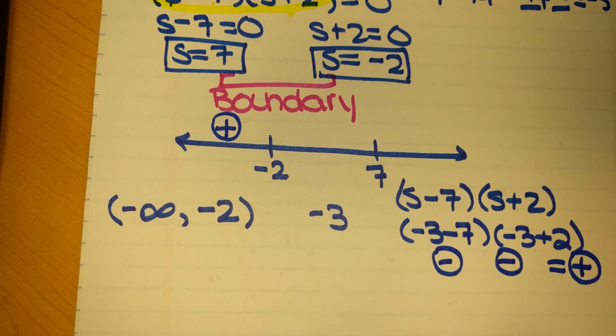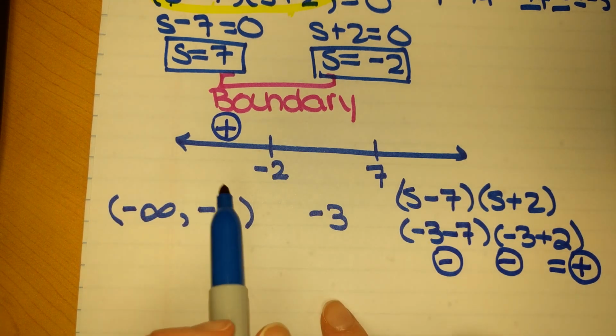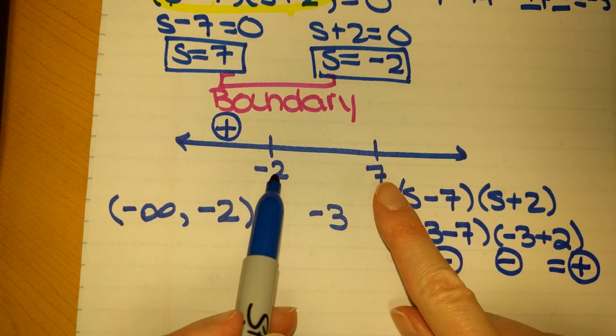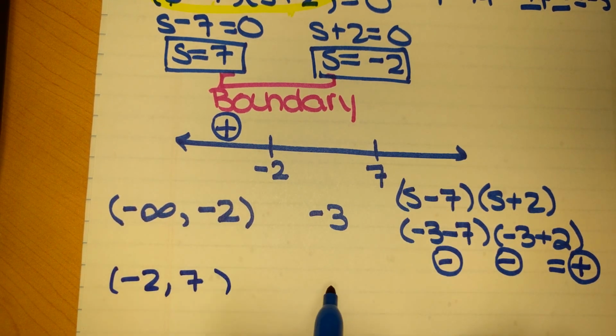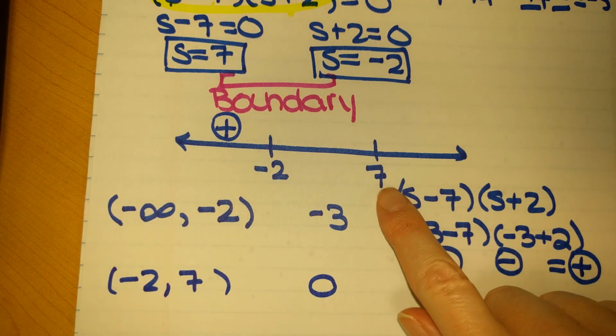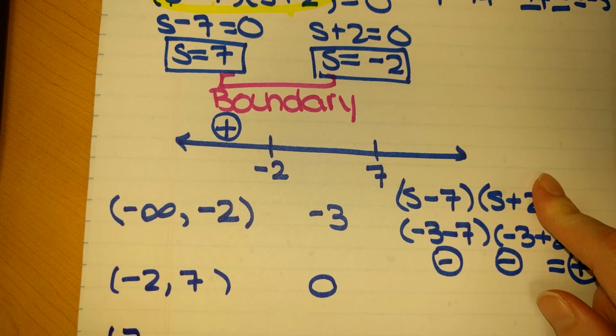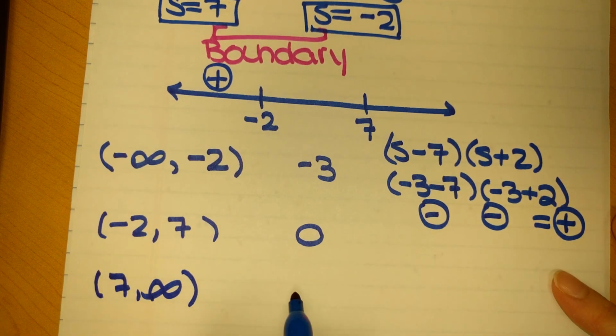Now this does get a little tedious, because then you have to test another number from negative 2 to 7. So I might plug in, for example, 0 into that polynomial to see if it's positive or negative. And then from 7 to infinity, I have to test a number. So I might plug in, let's say, 10.